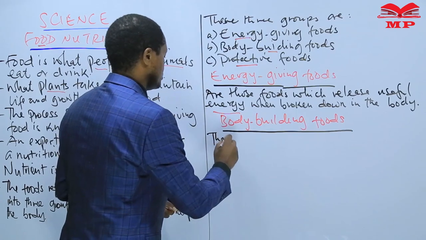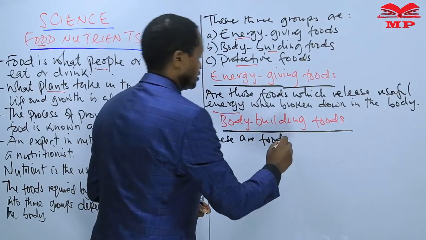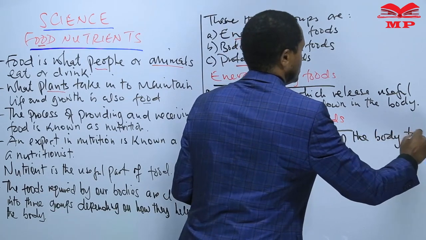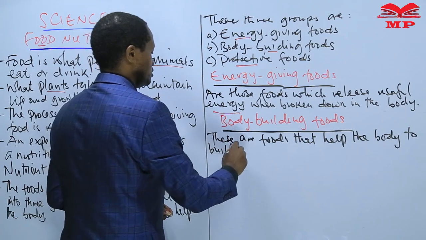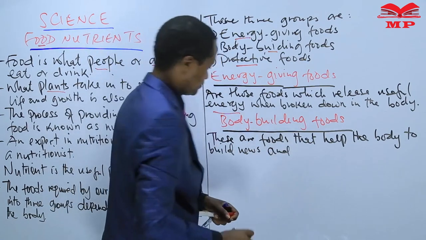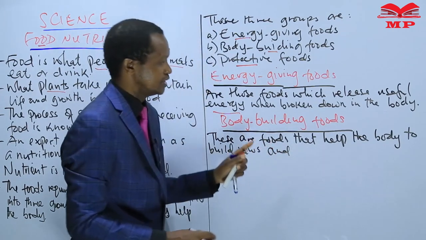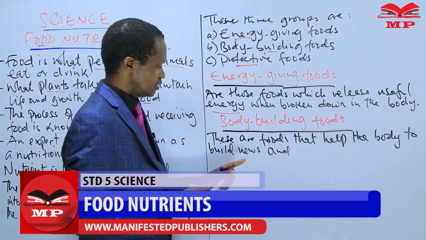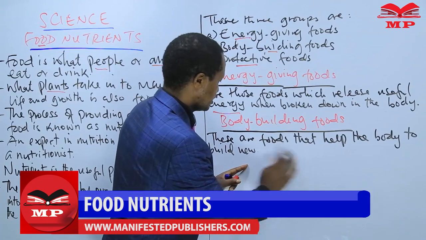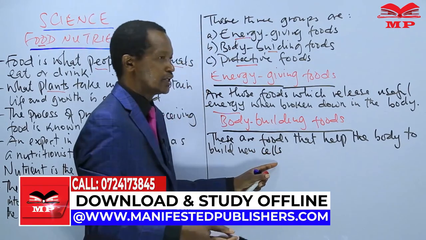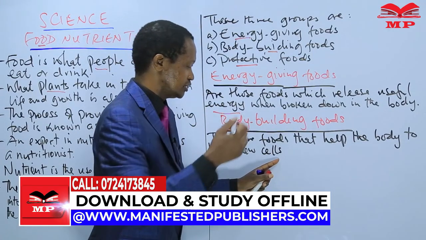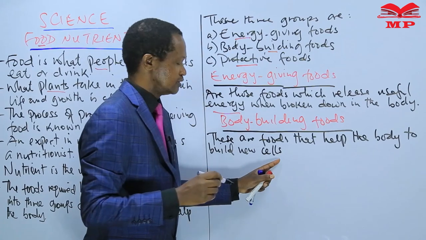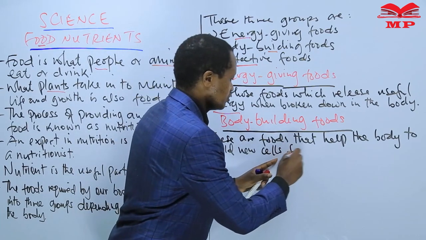These are foods that help the body to build new cells. What did I say? I said these are foods that help the body to build new cells. To build new cells, I need to write new cells, because cells wear out. So cells are supposed to be renewed. So the body-building foods help the body to build new cells. This helps the body to grow. That is new cells for growth.